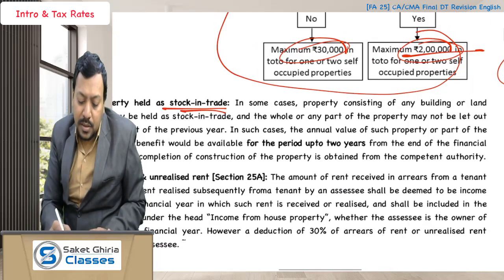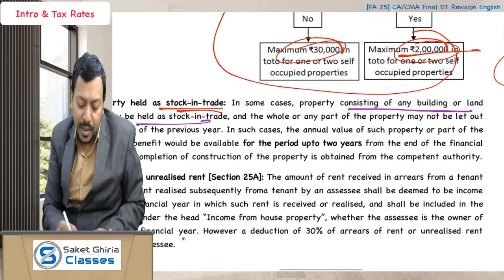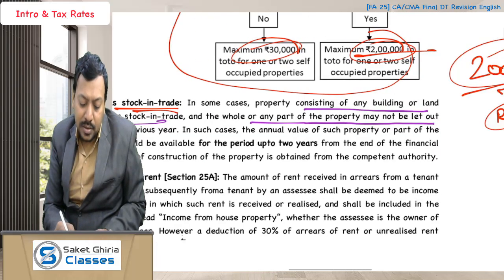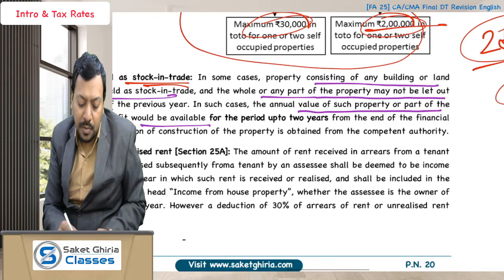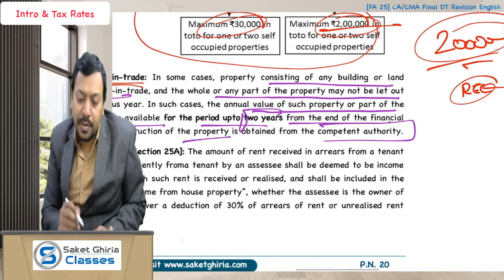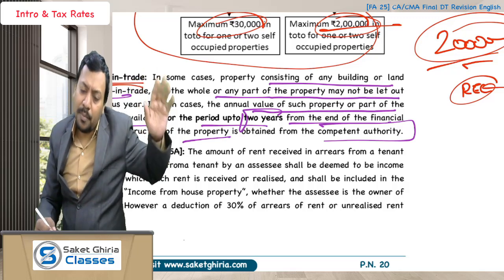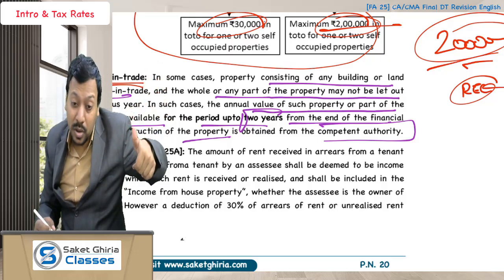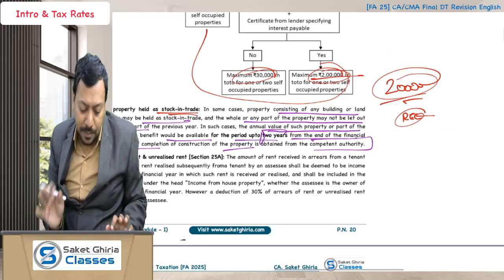Okay. In some cases, property consisting of any building or land appurtenant thereto may be held as stock in trade, and the whole or part of the property may not be let out during the year. In such a case, the annual value of such property will be taken as nil. However, this benefit will be available for a period of 2 years from the end of the financial year in which the completion certificate is issued by the competent authority. So for the first 2 years, if you have not actually let out the property, it is okay. But after 2 years, if you do not actually let the property out, we will deem it as let out and we will tax the notional income.